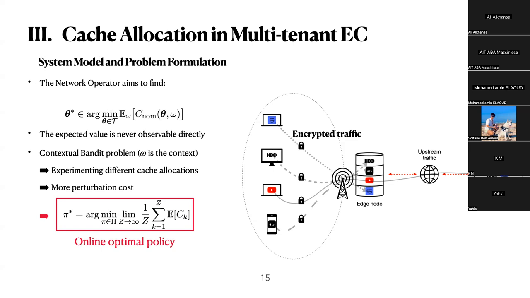So the network operator in this case will try to find the optimal policy, which minimizes the mean cumulative cost over time. Basically, it will perturb the system until it reaches the optimal allocation, but we try to minimize the perturbation to have the minimum cumulative cost.